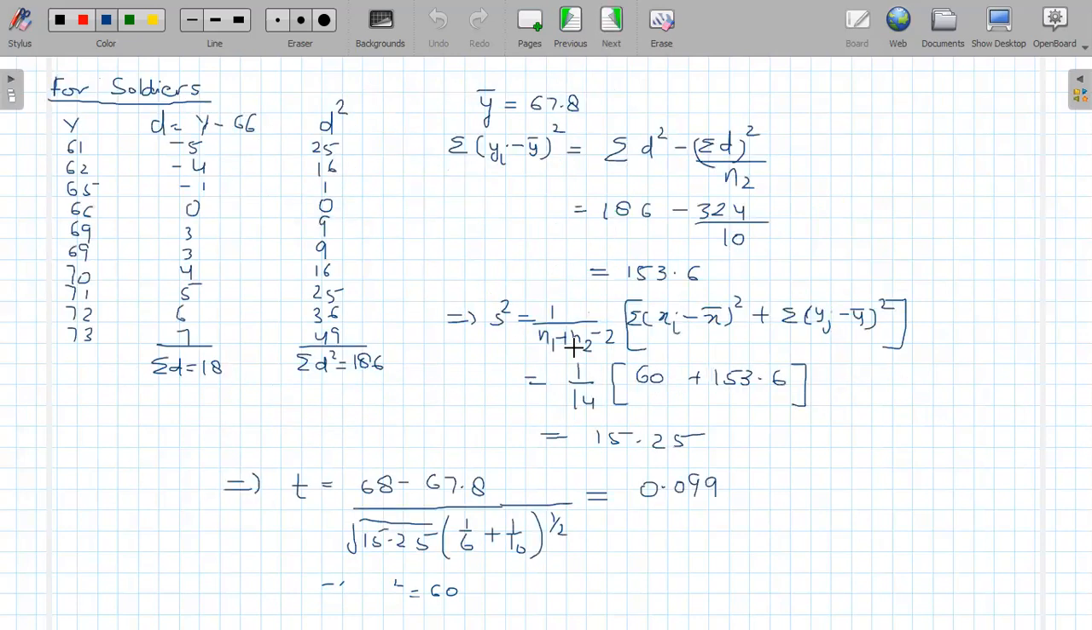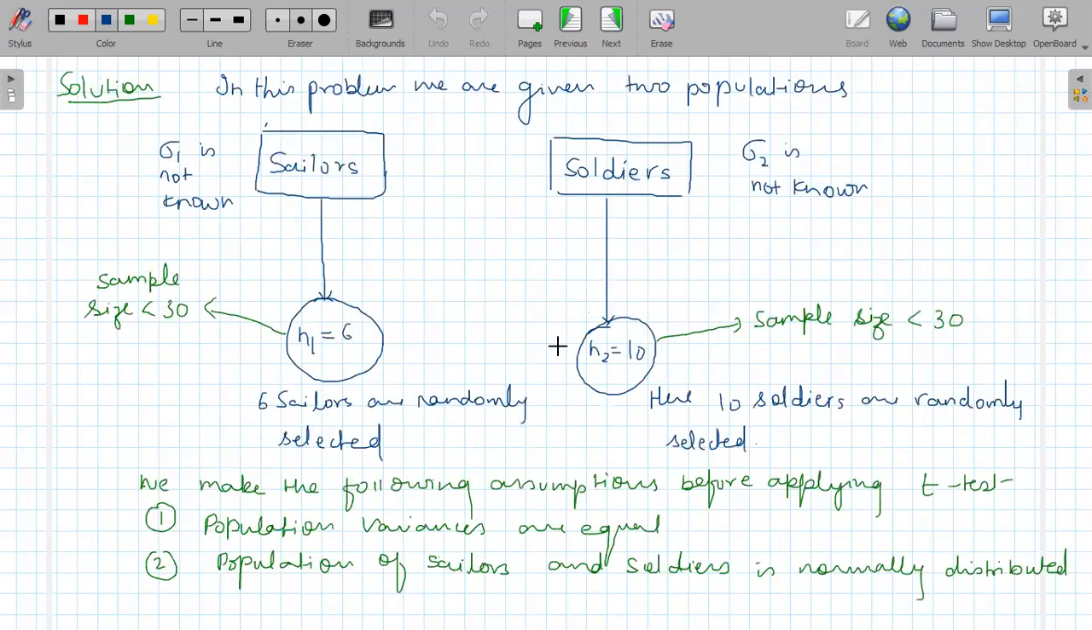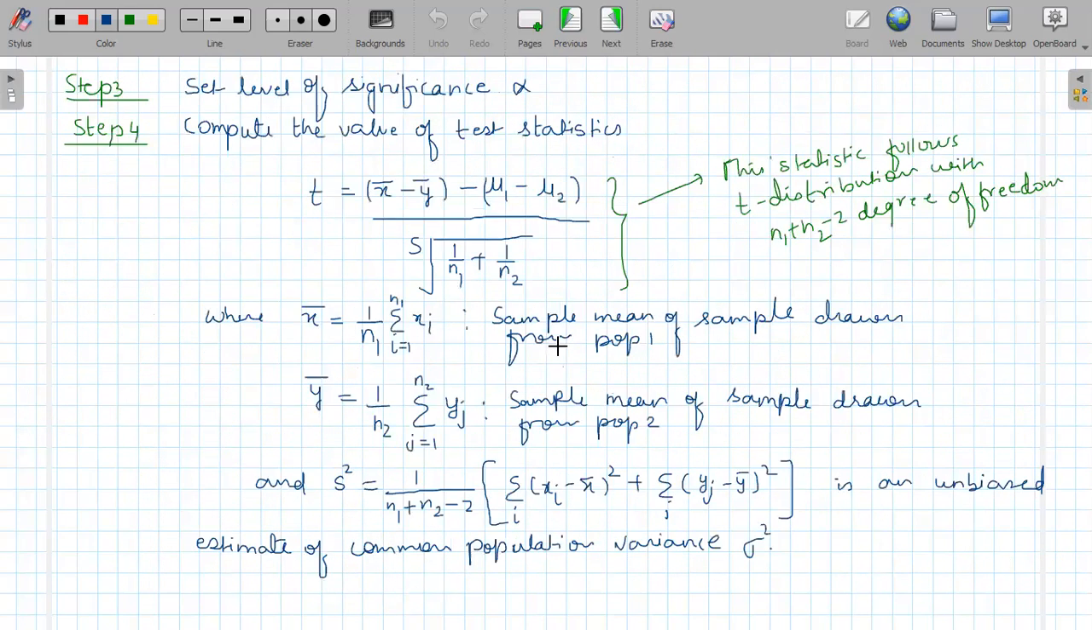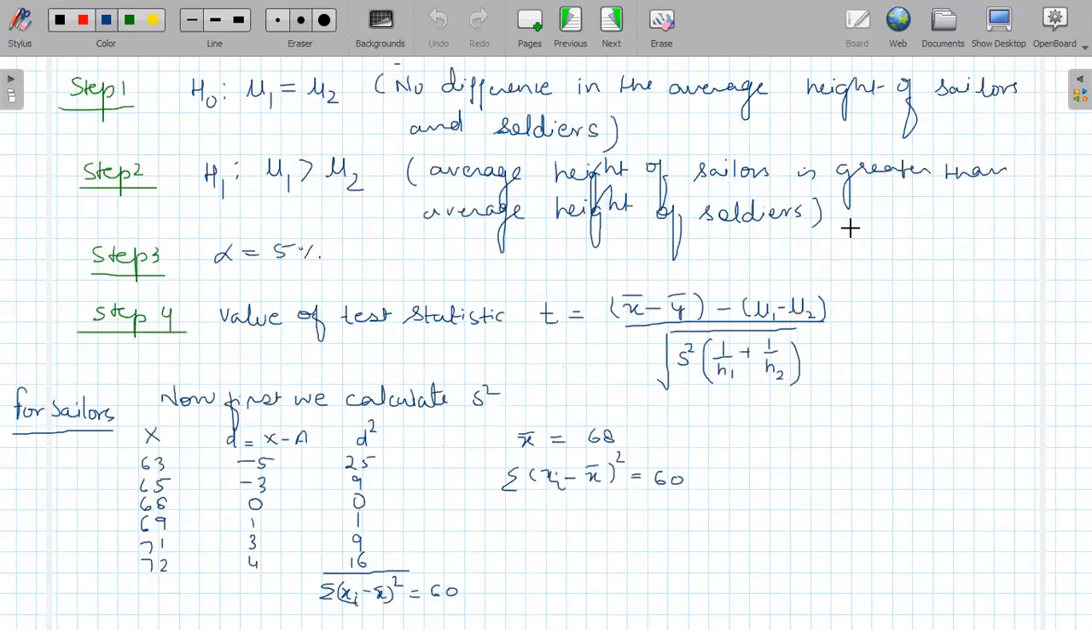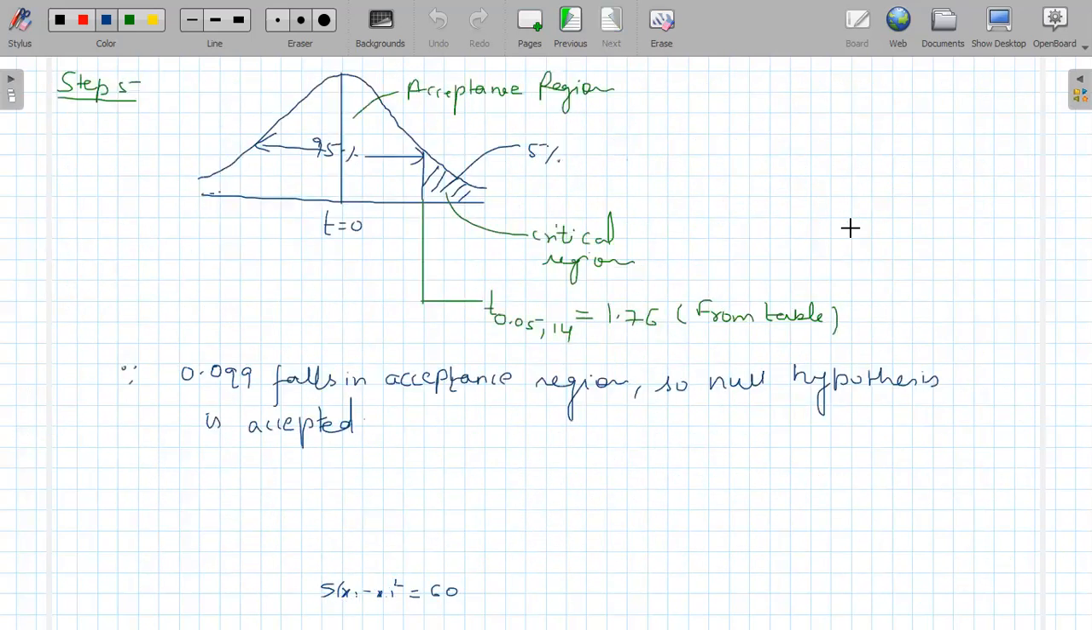How did 14 come? The degree of freedom is equal to n1 plus n2 minus 2. So n1 is 6 and n2 is 10. So 16 minus 2 is 14. So the degree of freedom is 14. So we look in the table for 14 degrees of freedom and right tail area equal to 5%. The value of t comes out to be 1.76.